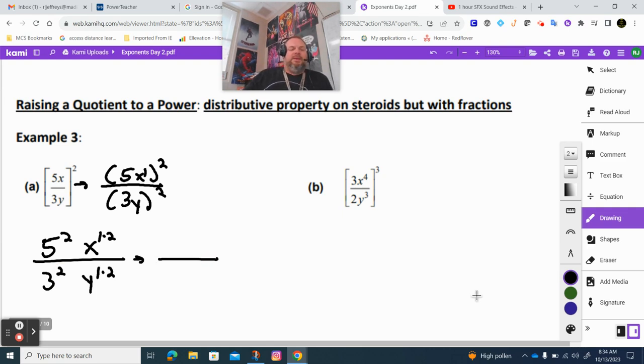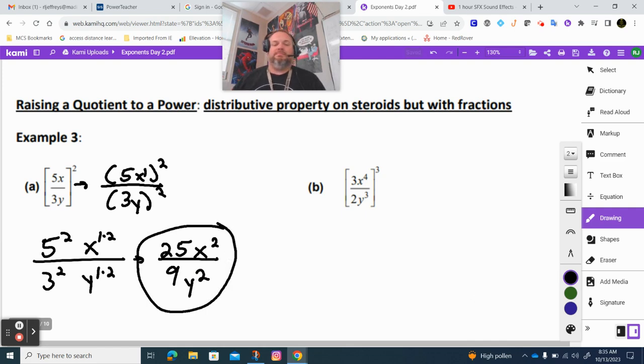Okay. Well, 5 times 5 is 25. 1 times 2 is 7, right? Yeah, okay. 3 squared is 9, and 1 times 2 is this. All right, so this is what it ends up being. I know, I know 1 times 2 is not 7. I'm glad you caught that one.